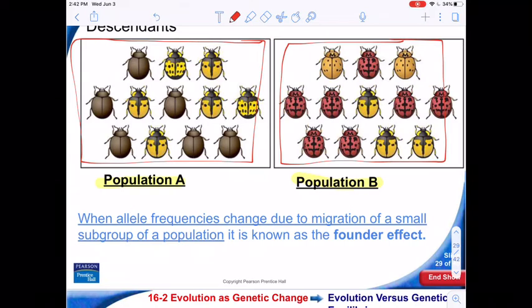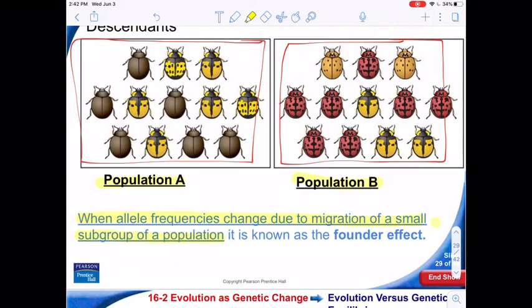This is called the founder effect, specifically when allele frequencies change due to a migration of a small subgroup of a population. So population A and population B, if given enough time, may change so much that they become completely different species. And that's something that we're going to get into in our next section of the process of speciation. But this is where it starts, with just a drifting apart, and then over time enough changes will build up to cause evolution. And it all starts with the founder effect.